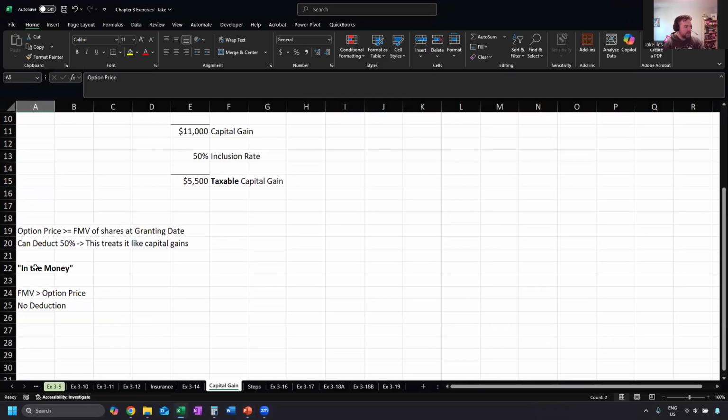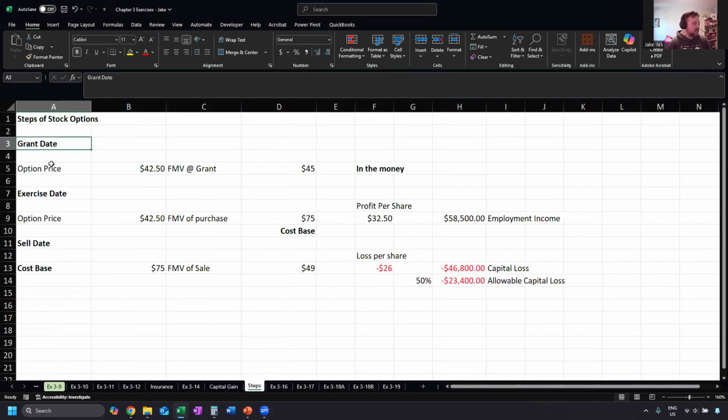There's a concept called in the money. It's looking at the option price when granted. So let's say this option price was $42.50. I can buy a share for $42.50. And the fair market value when I'm granted the option is $45. The day they gave it to me, they gave me this option and said, hey, you can get a discount right now. It's called in the money.